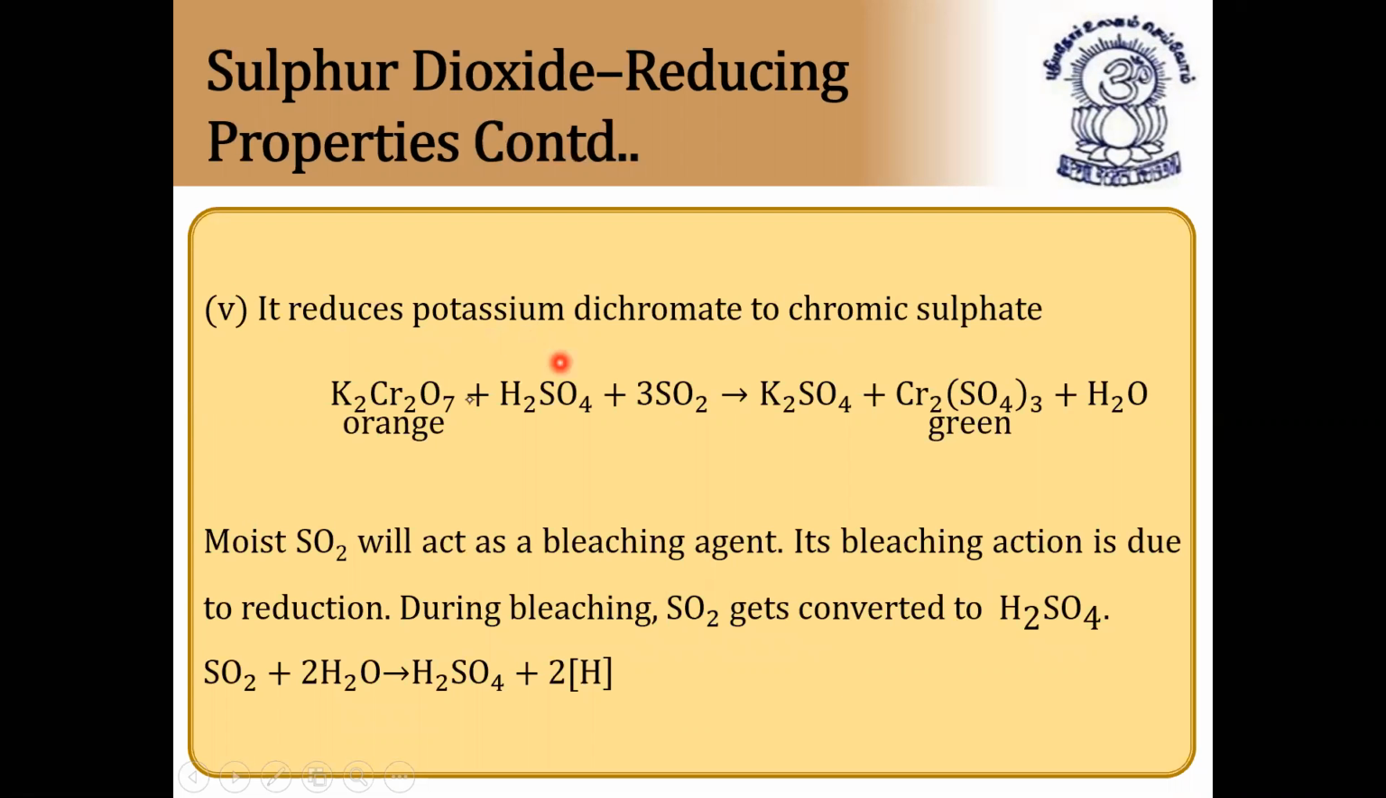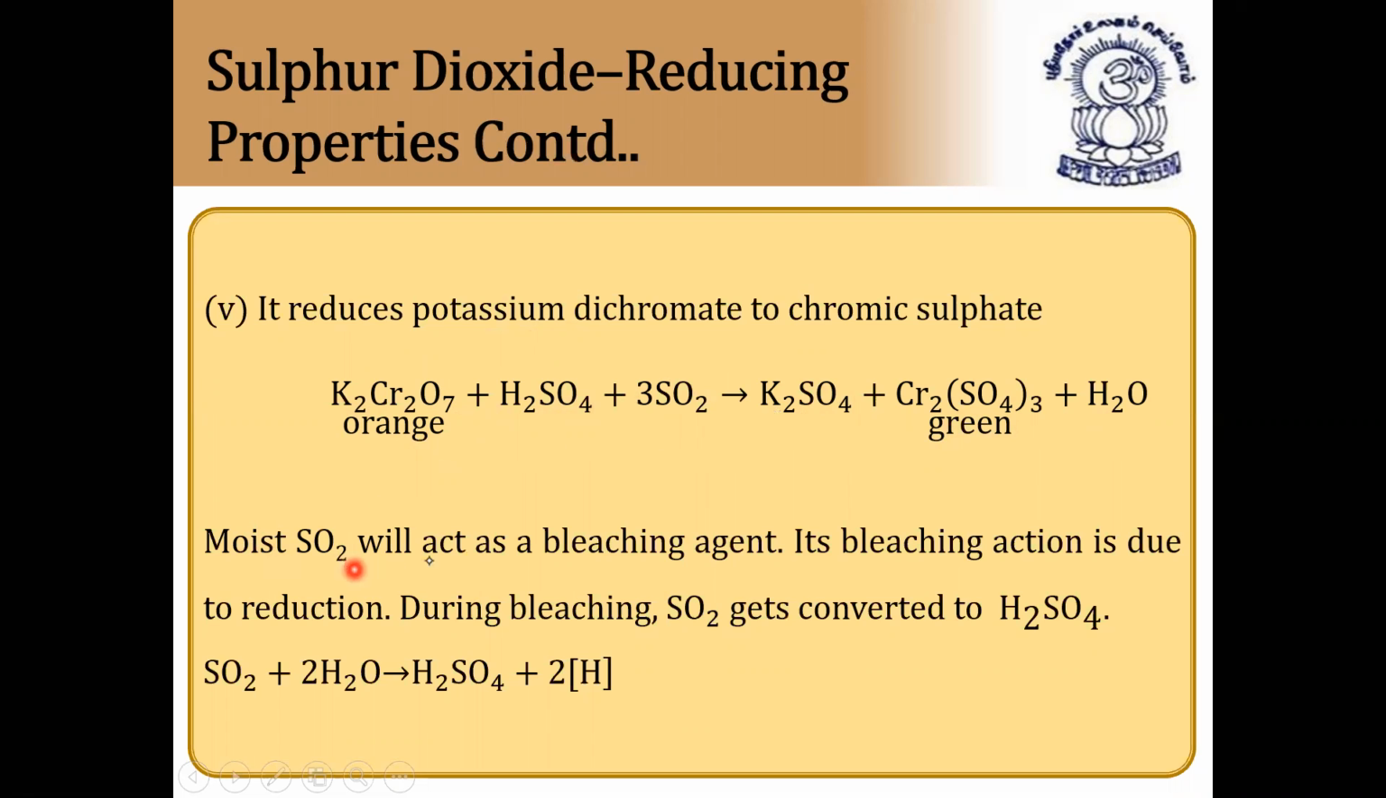It reduces potassium dichromate, orange color, to chromium sulfate, that is green color. So potassium dichromate solution on reaction with sulfuric acid along with sulfur dioxide forms potassium sulfate, chromium sulfate along with water. So the orange color solution changes to green color solution. So sulfur dioxide is a good reducing agent.